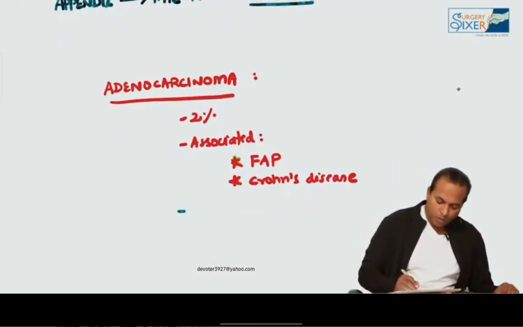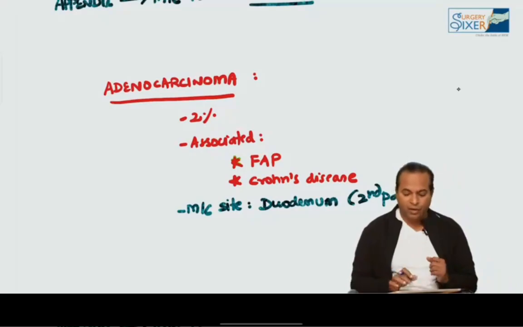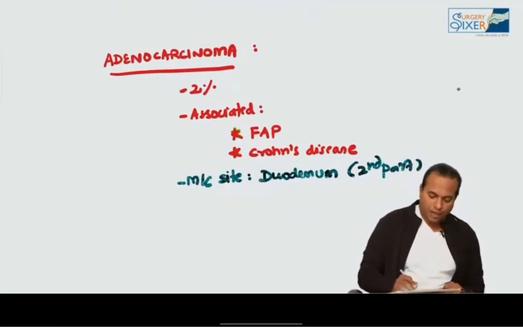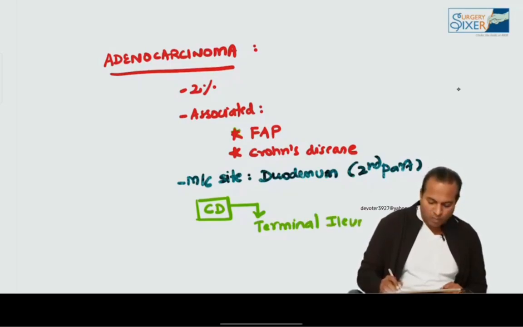Okay, and the most common site of adenocarcinoma is in duodenum. It is in the second part near the ampulla. The most common site of adenocarcinoma is duodenum, in the second part. In Crohn's disease, cancer is common in terminal ileum. Please don't forget, this is a different point. In Crohn's disease, cancer is common in terminal ileum.